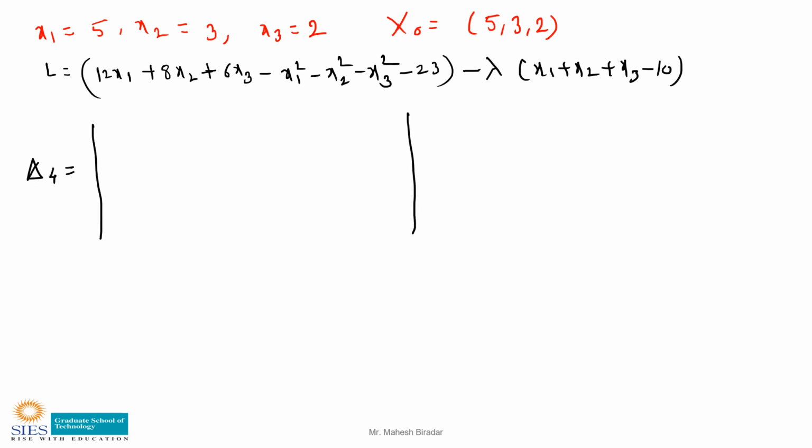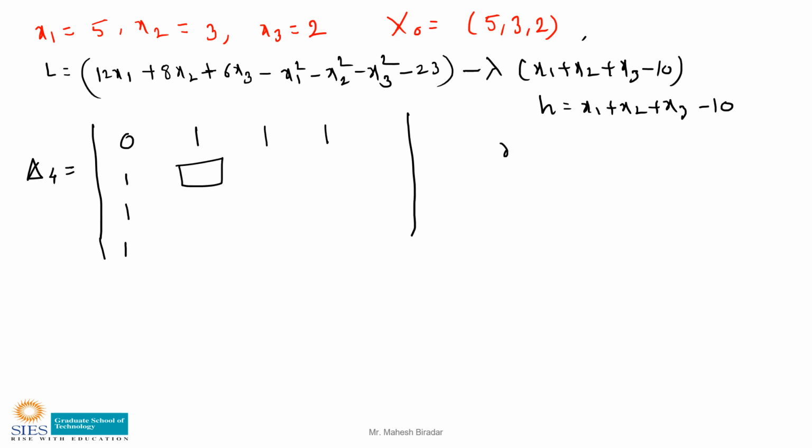We require h also here. So h is x1 plus x2 plus x3 minus 10. So here this element is 0. Now differentiate h with respect to x1. So it gives 1, with respect to x2 1, with respect to x3 1. And you can write the same elements column wise.